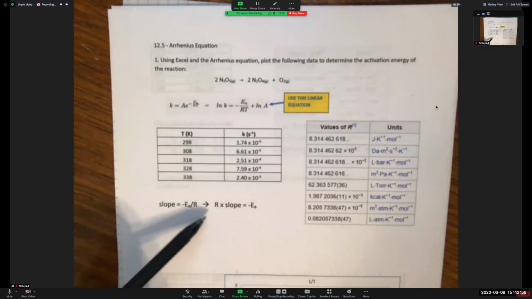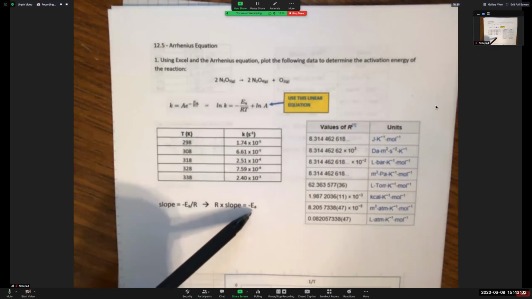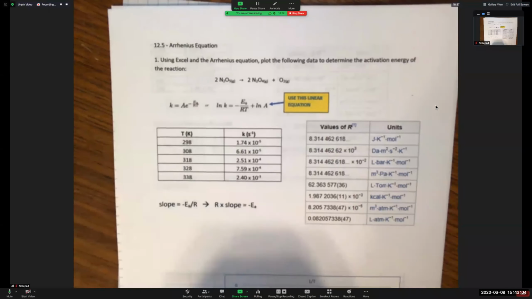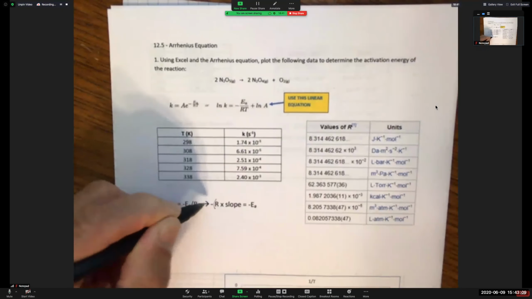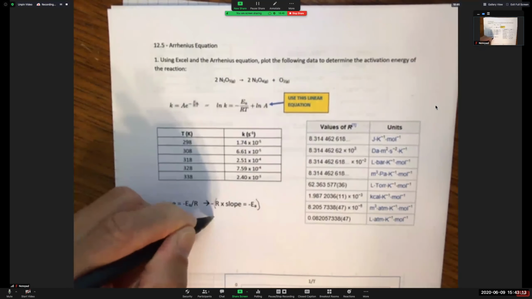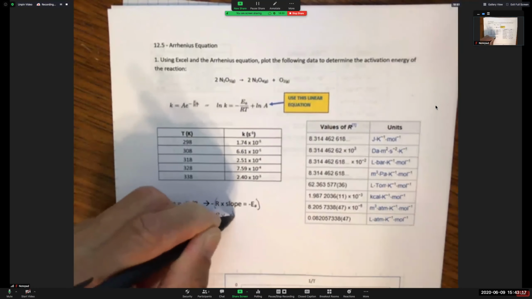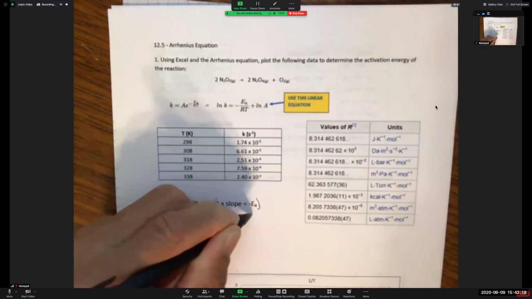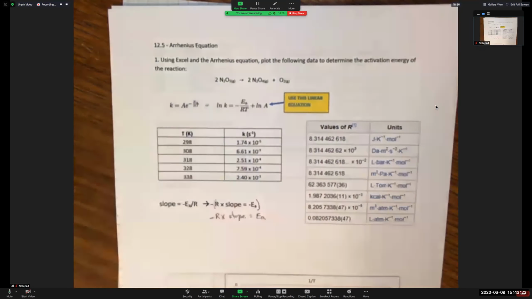Multiply both sides by R. We're trying to find the activation energy, so I don't like the negative E. So I'm going to multiply both sides by negative 1. So we end up with minus R times the slope equals the activation energy, okay?